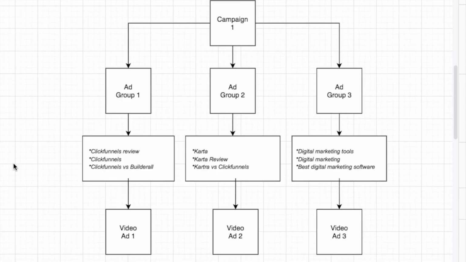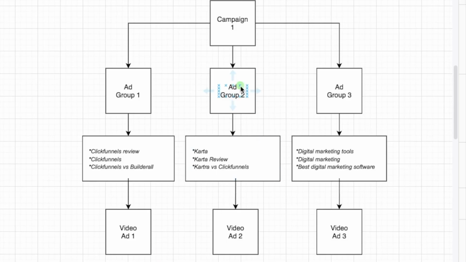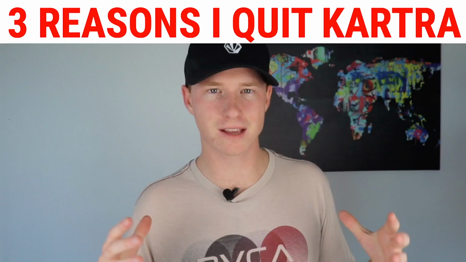So for example, if I'm promoting Builderall for this, and again, this will work for many different products, and you can do this with many different angles on Builderall, but to give you a really simple example, I could target ClickFunnels review, ClickFunnels versus Builderall on ad group 1, and my ad would look something like 3 reasons why I quit ClickFunnels, right? And then the second ad group, I could be targeting only people who type in Kartra, Kartra review, Kartra versus ClickFunnels, right? I'm showing video ad 2, and then maybe on video ad 2, I say 3 reasons I quit Kartra, right? So it could be a very similar ad.